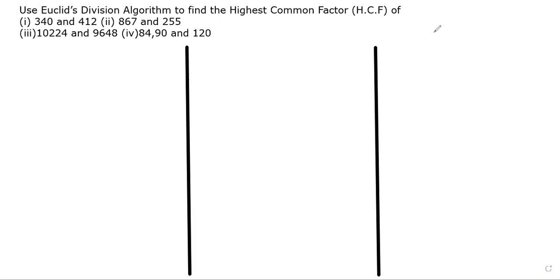Good day, everyone. Now we are going to find the highest common factor using Euclid's division algorithm.